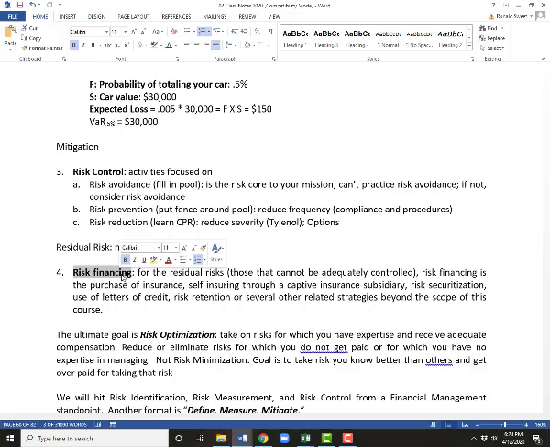It's come right back to you. You still have to pay for it because your insurance company is insolvent. So hiring someone else to insure a risk is not risk avoidance, it's risk financing. So insurance is risk financing. These are your residual risks.